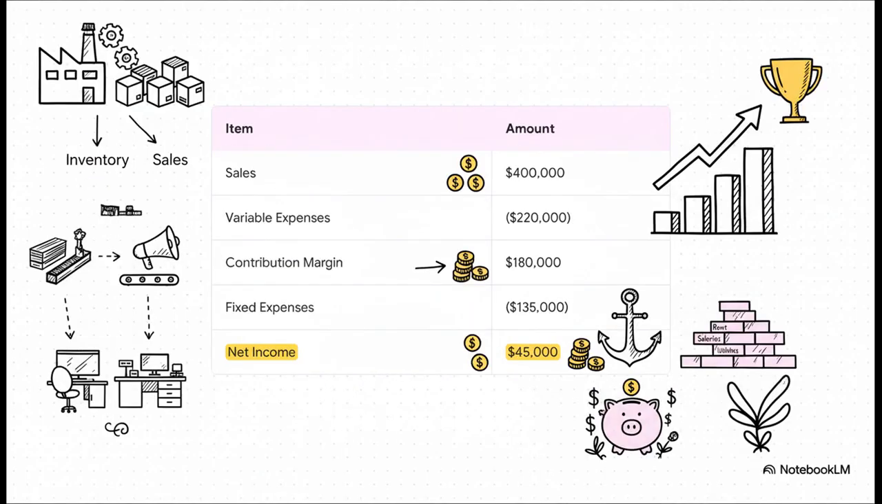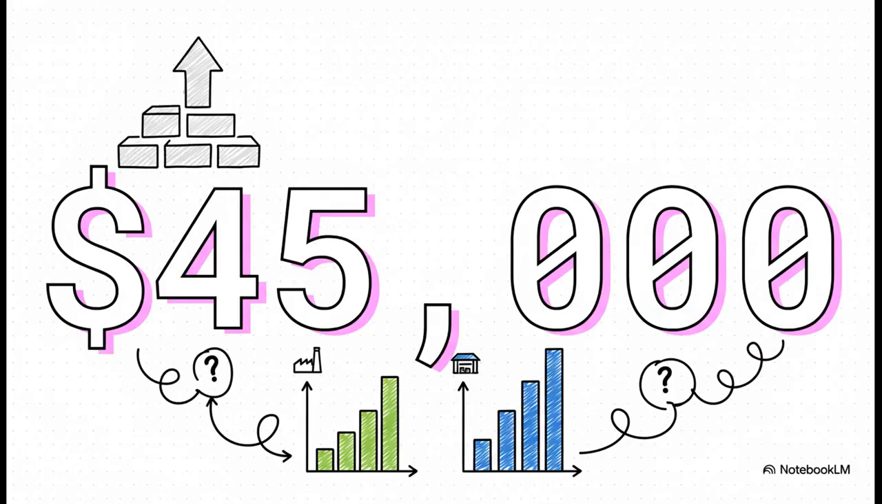The income statement itself also looks a bit different. We start with sales, but then we subtract all variable costs, both the cost of goods sold and the S&A expenses, to arrive at a very important subtotal called the contribution margin. This $180,000 figure tells us how much money is left over to cover our fixed costs. From that, we subtract all fixed costs for the period as a single lump sum, totaling $135,000. And that leaves us with a net operating income of $45,000.